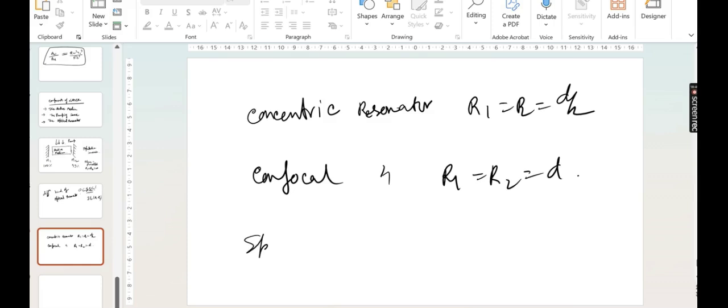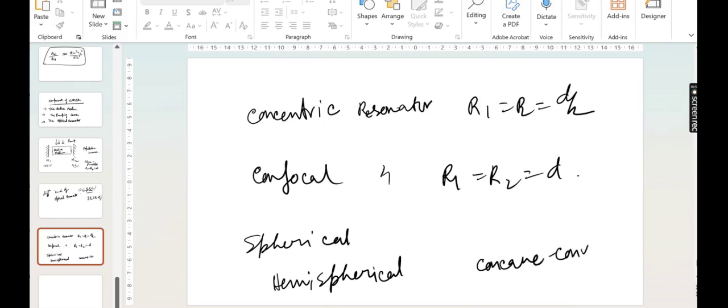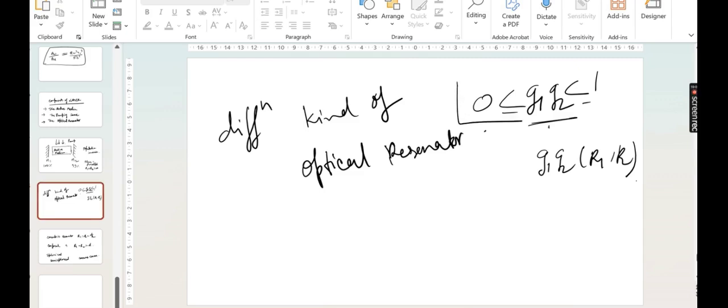And there are spherical resonators with long radius, hemispherical resonators, concave-convex, and torus. This is the stability condition, which gives the most stable resonator. Basically, we can dive into that in the extra class.